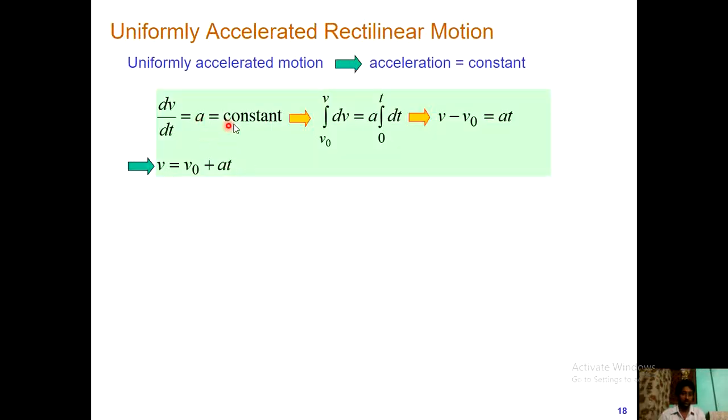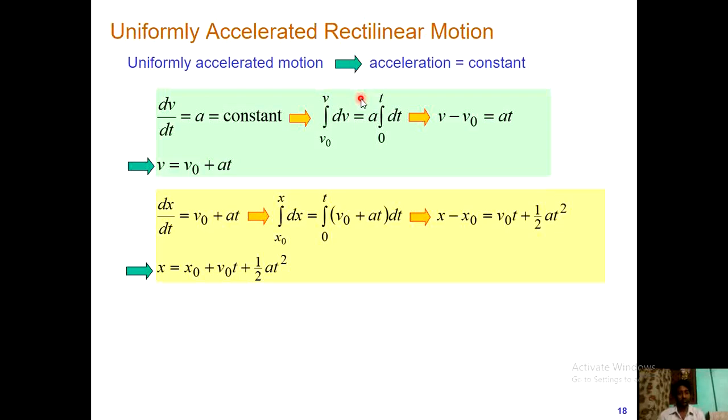So I can do dv by dt equals a equals constant, and integrate dv from v naught to v equals a dt, with 0 and t as the limits, and I can get v minus v naught equals at. So this gives me some equations. What we know: v equals v naught plus at.